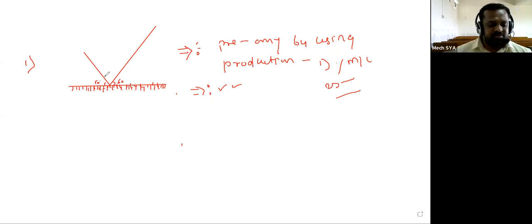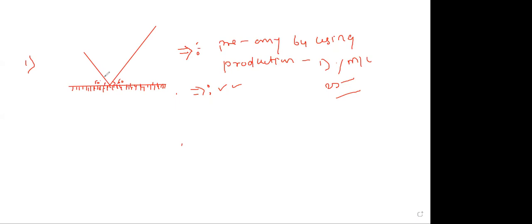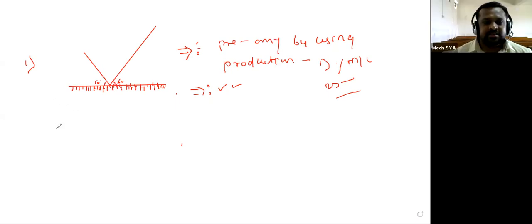Okay, so understood? Yes, sir. Now see, this is symbol number 1. Now I'm going to draw here the second symbol.